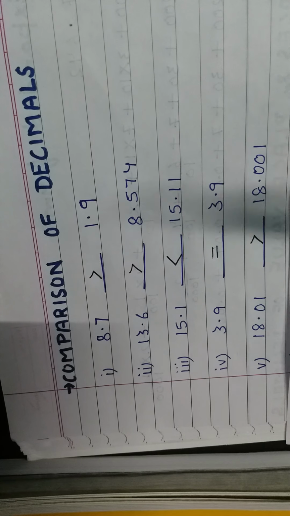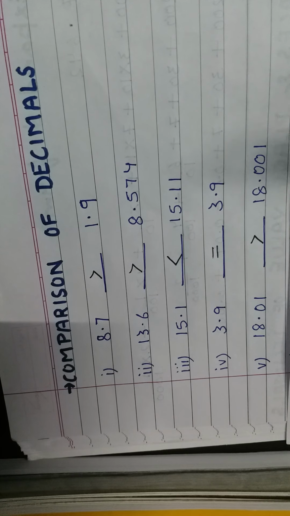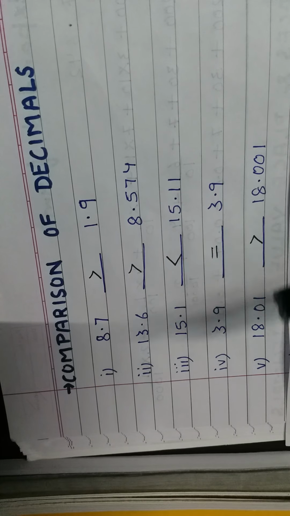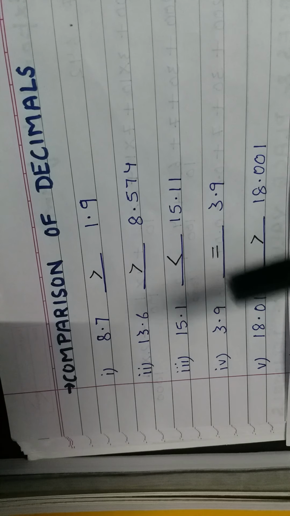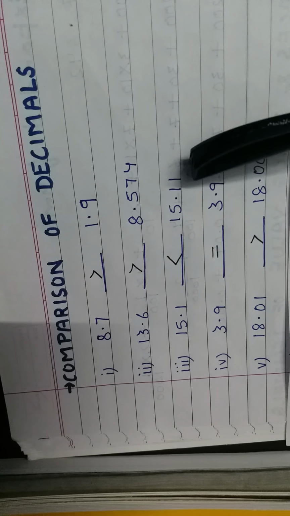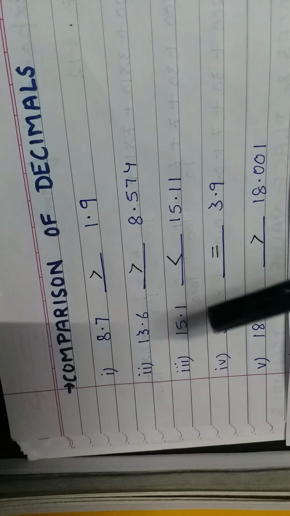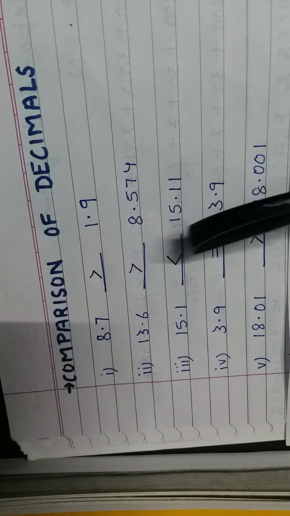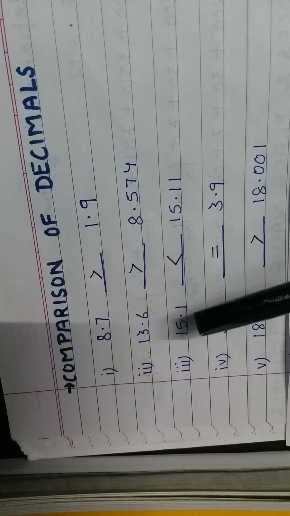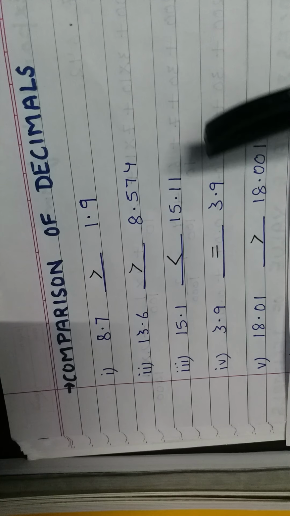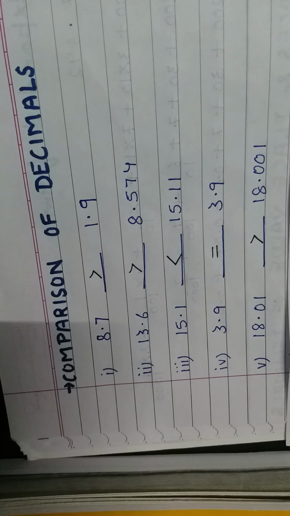Then we will move to the next place, that is the hundredths place. Here we have nothing at the hundredths place. It means we have 0. And here we have 1. Because 1 at the hundredths place is greater than 0 at the hundredths place, this decimal number is greater than this. That is, 15.11 is greater than 15.1.